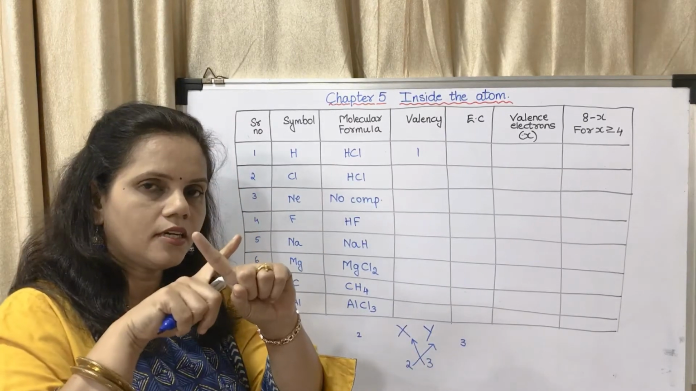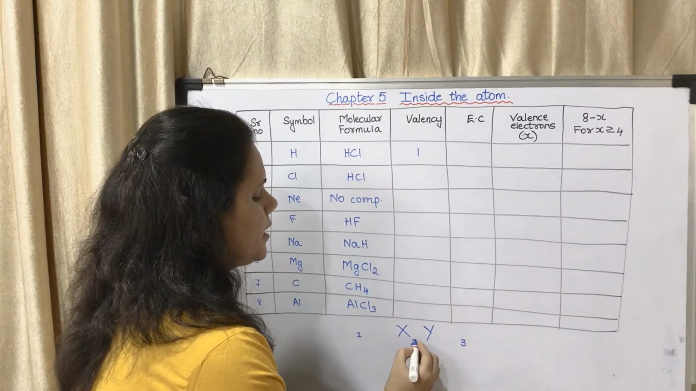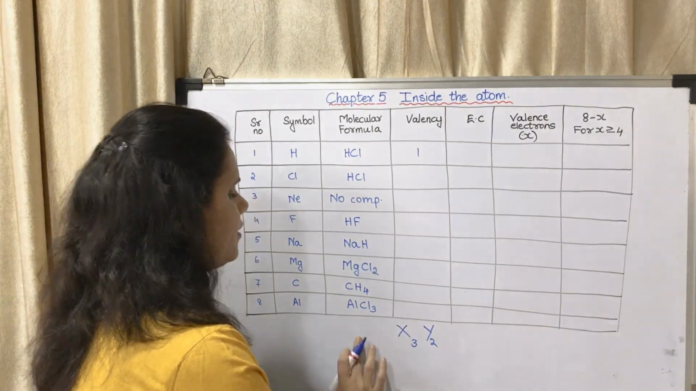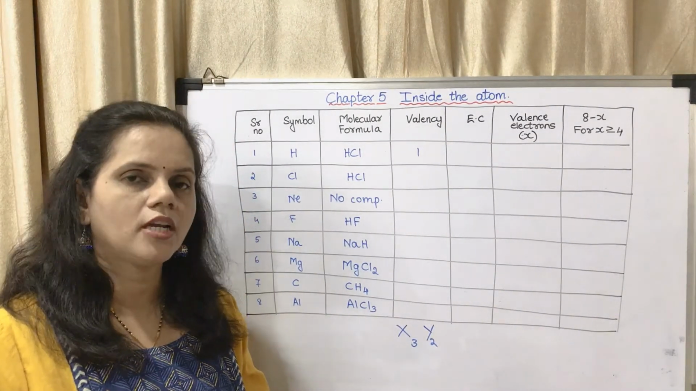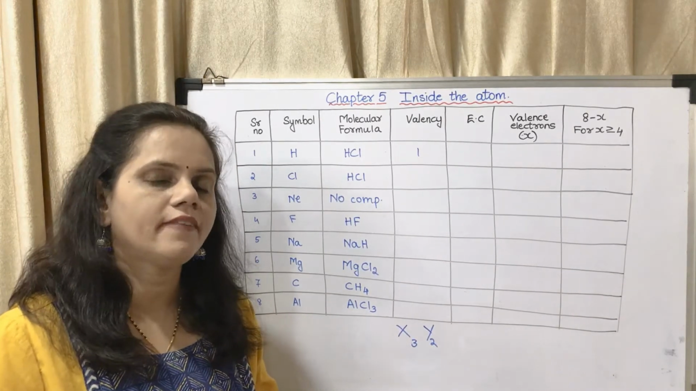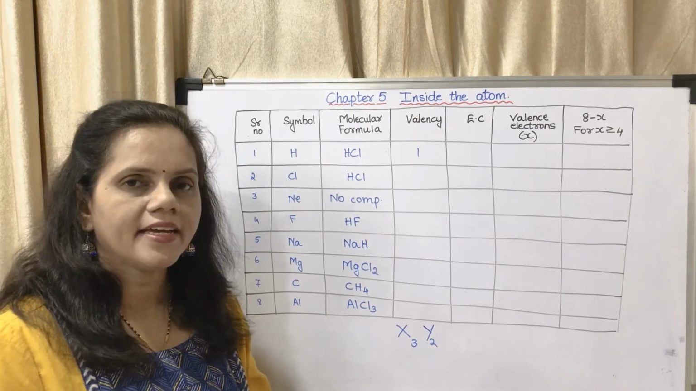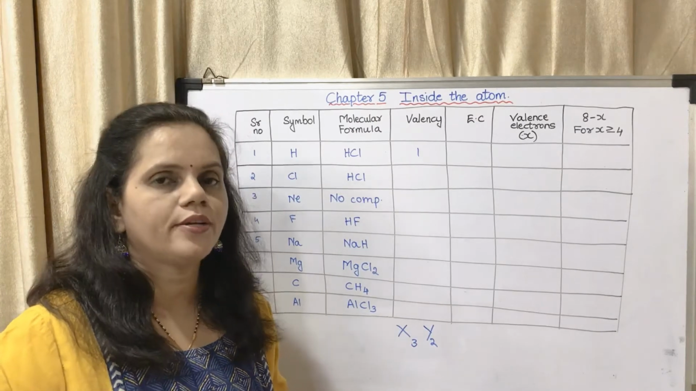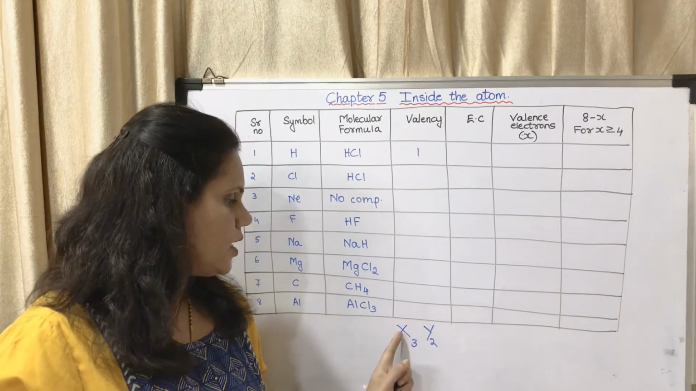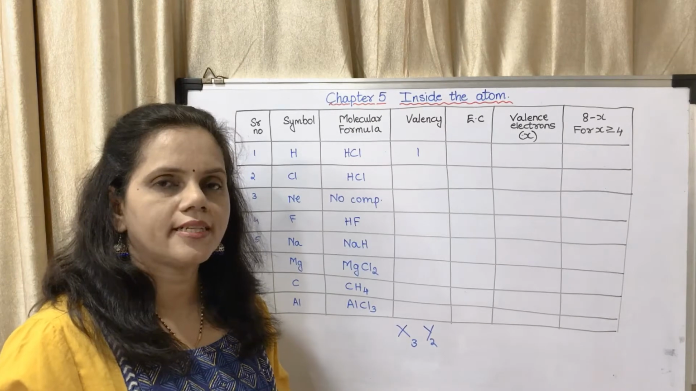You will have to write the opposite. So when you write the molecular formula, it will be X3Y2. So if we are given the molecular formula of the compound as X3Y2, what is the valency of X? It is 2. What is the valency of Y? It is 3. I repeat, when you write the molecular formula, the valencies are written opposite. So here in this case, what is the valency of X? It is 2. What is the valency of Y? It is 3.